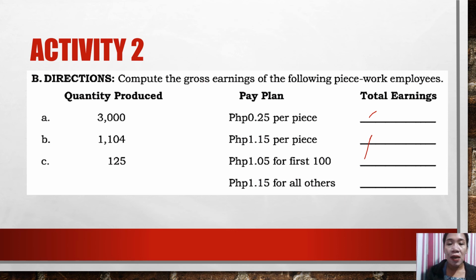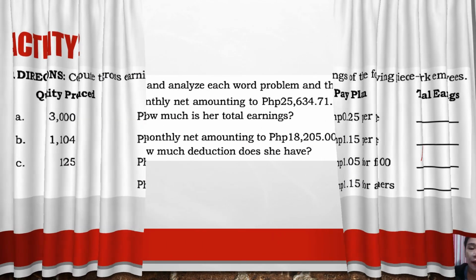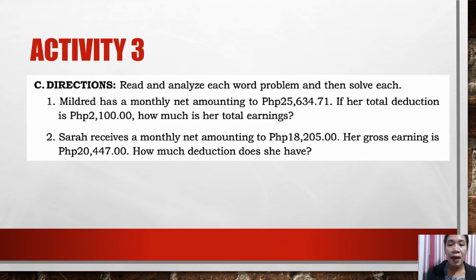Next, activity number 3 is you are going to read and analyze each word problem and then solve each in your answer sheets. Use your yellow pad. Make sure to follow the solution plan. Remember the solution plan? Okay, you have to write the given, write what is asked, then the solution, what particular operations you are going to use, and don't forget to give the final answer in a sentence pattern. Very good. Thank you for listening.